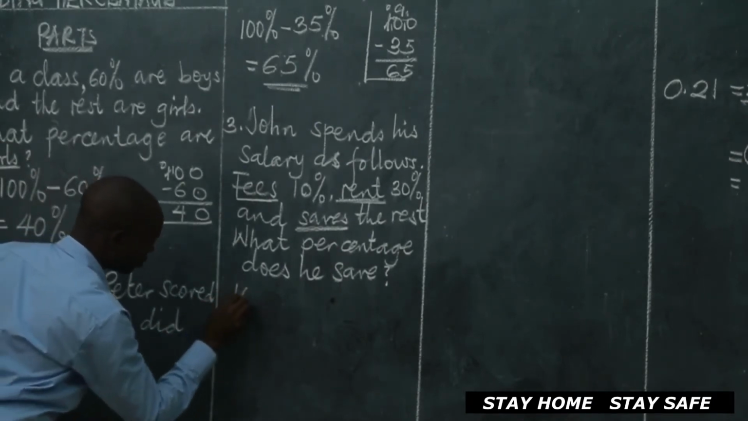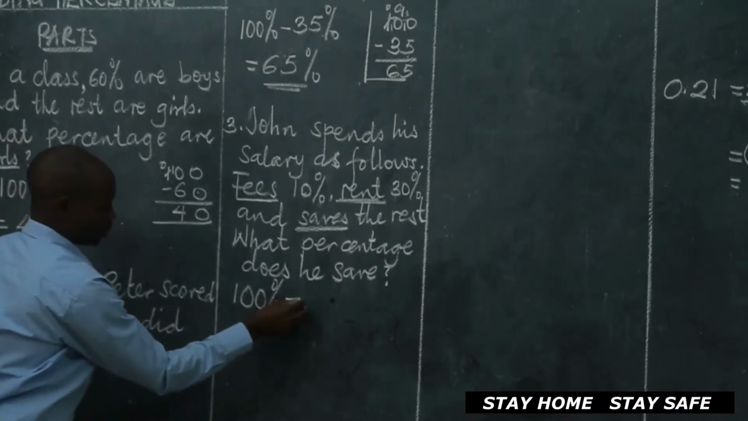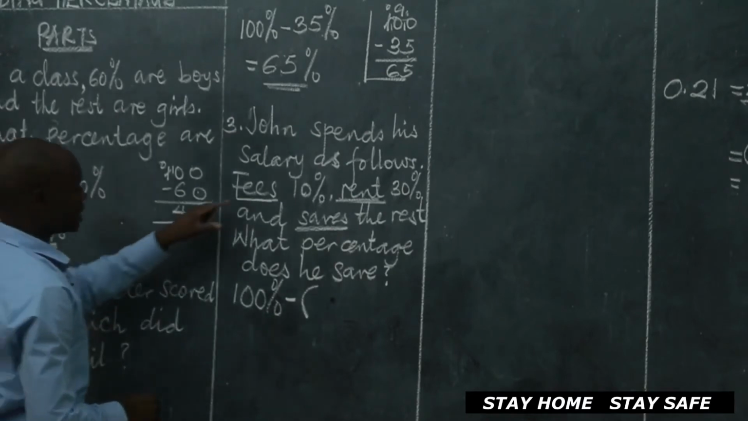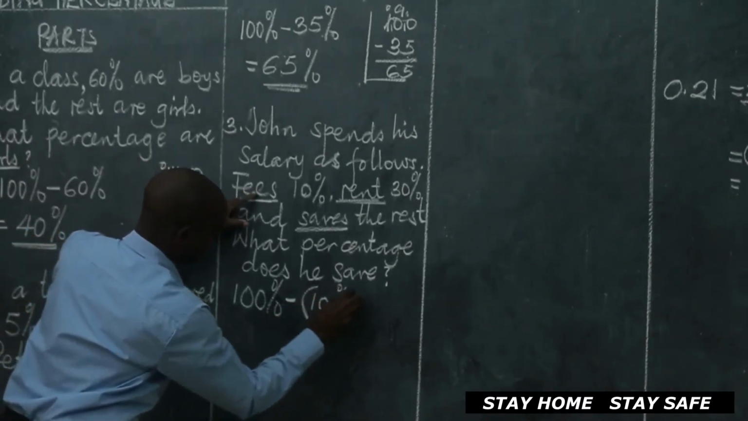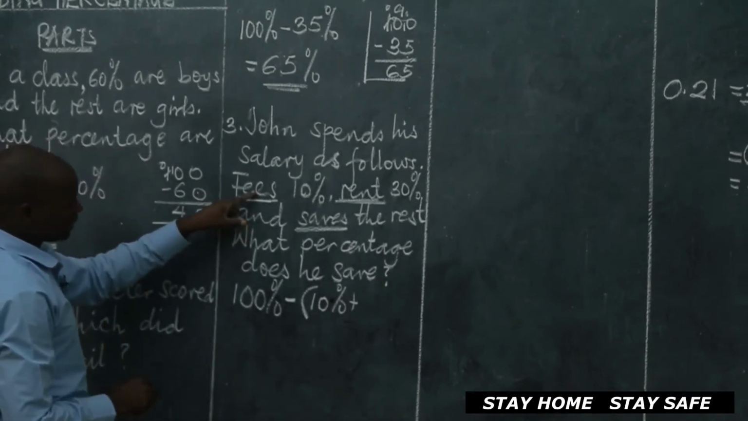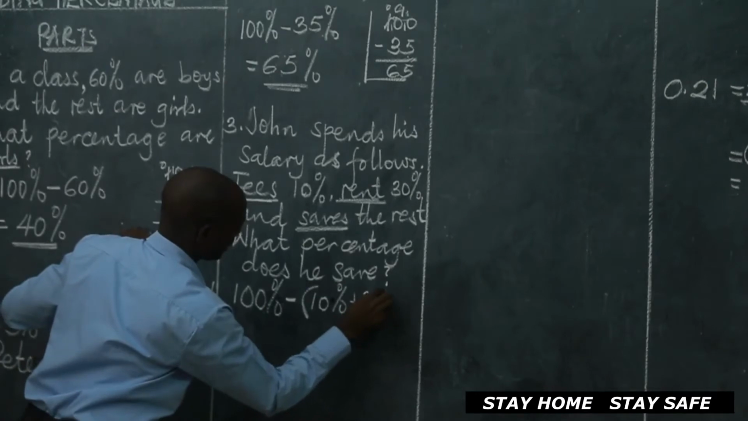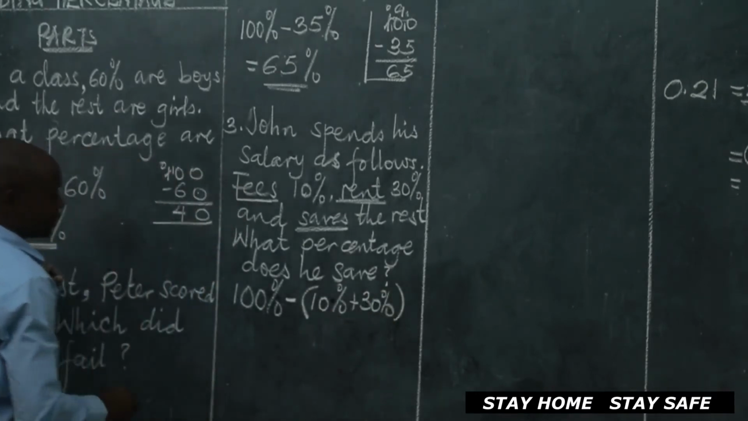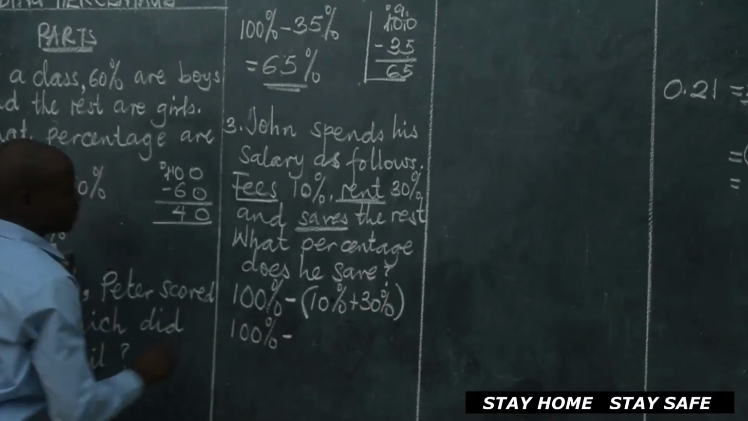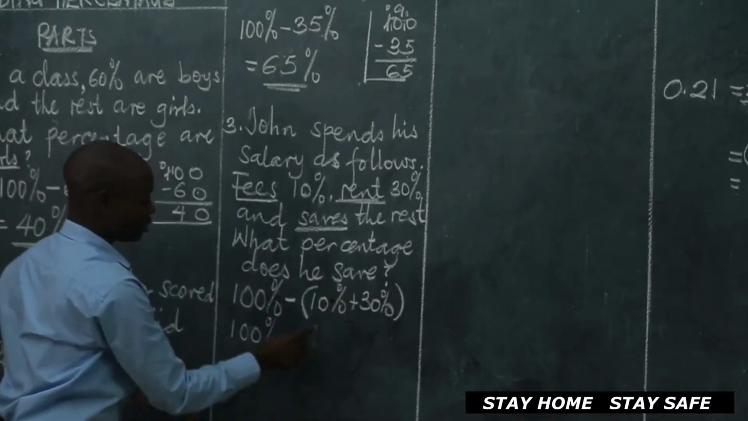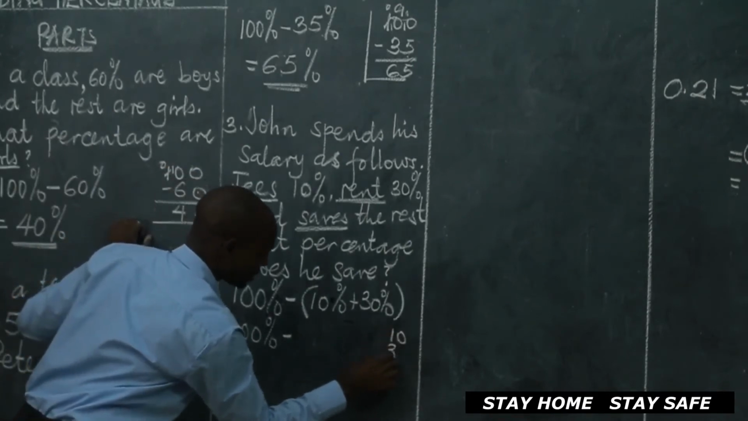Therefore, his salary is 100%. Then we take away the percentage which is spent on fees, and that is 10%, plus the percentage which is spent on rent, and that is 30%. Okay? So this one will give us 100%. Then we take away the summation of 10 and 30. So we have 10 plus 30.